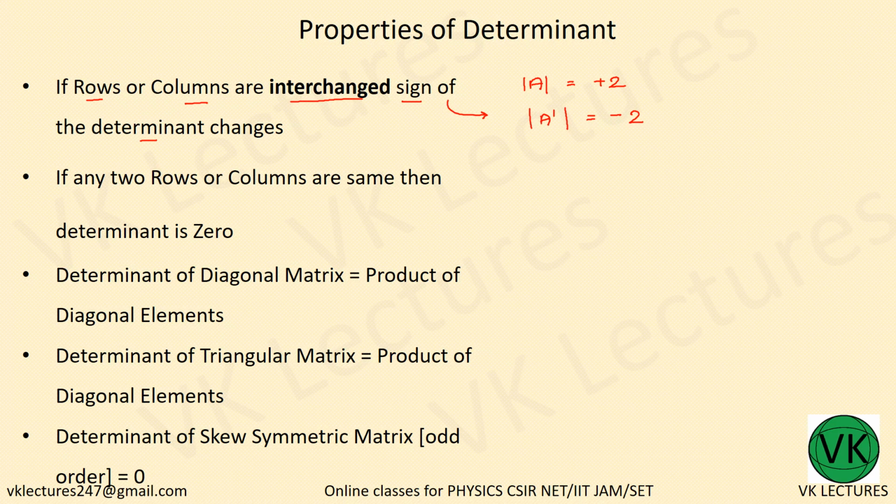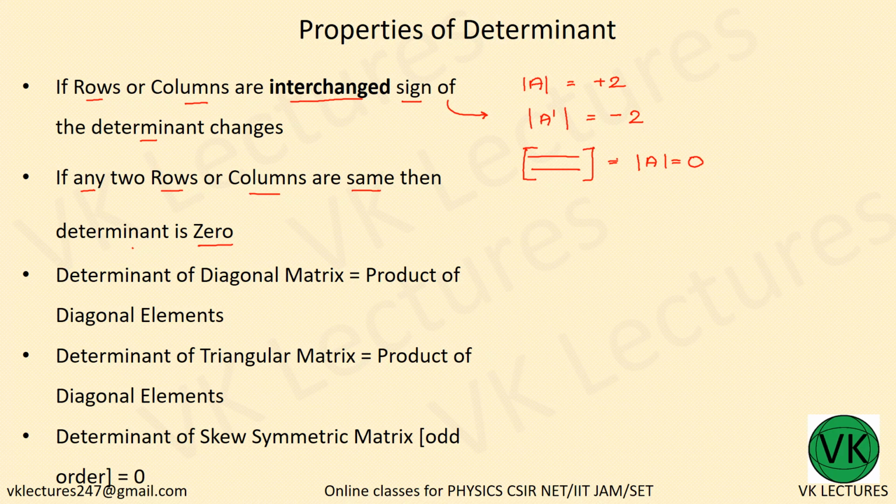Okay. Now if any two rows or columns are same, then the determinant is 0. That means if there is any row elements or the column elements of a determinant are same, then the determinant is equal to 0.